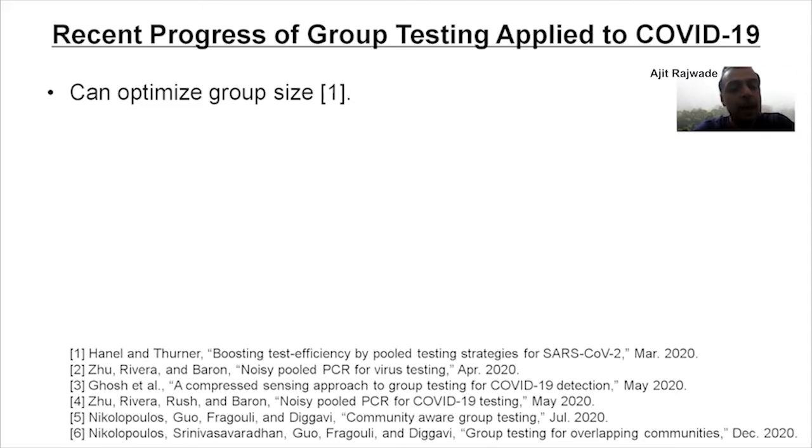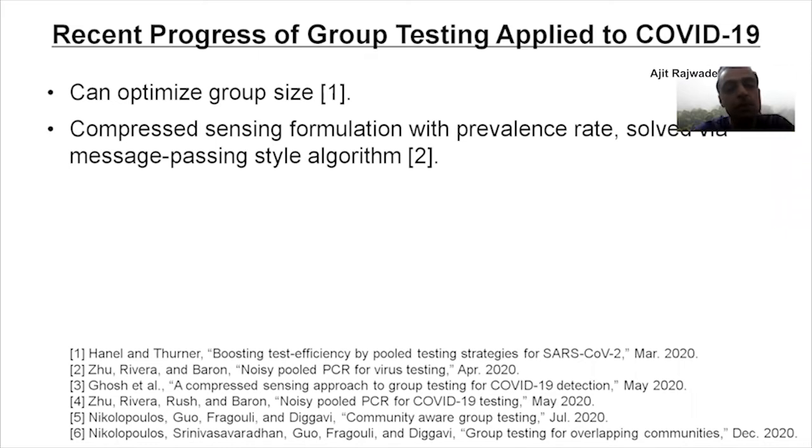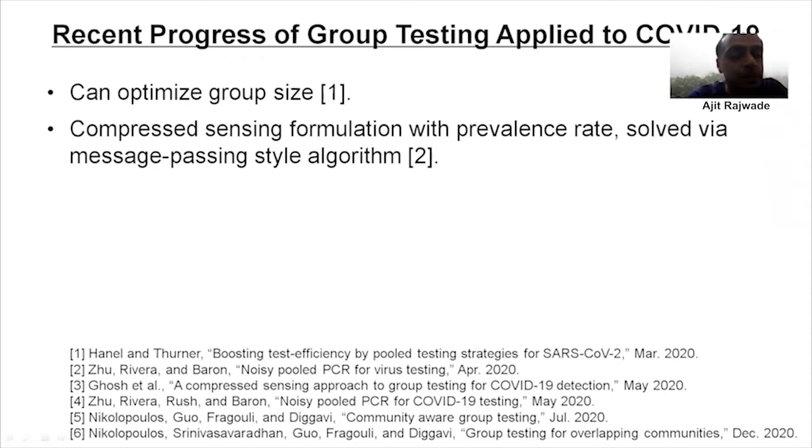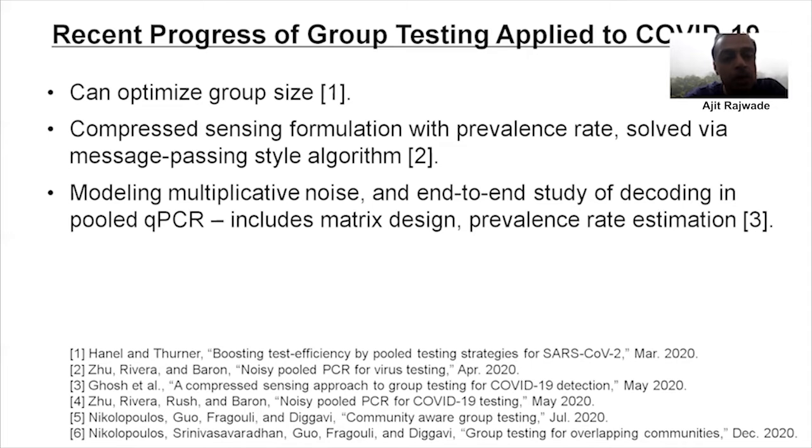The work by Hanel and Turner optimizes group sizes. In Zhu et al., a compressed sensing formulation with prevalence rates has been employed, using message passing style algorithms. In Ghosh et al., the noise in quantitative PCR has been modeled as a multiplicative noise model, and an end-to-end study of decoding in pooled quantitative PCR has been presented.